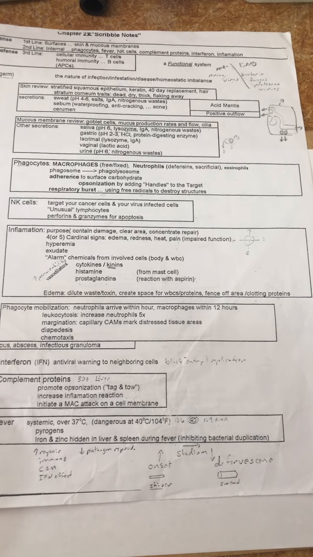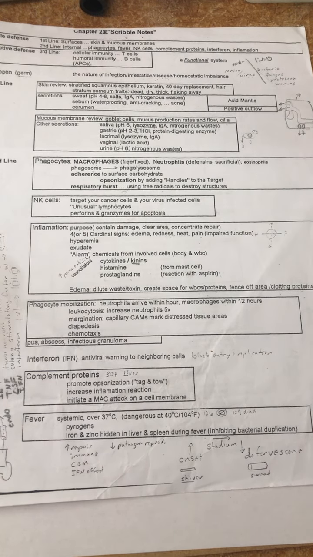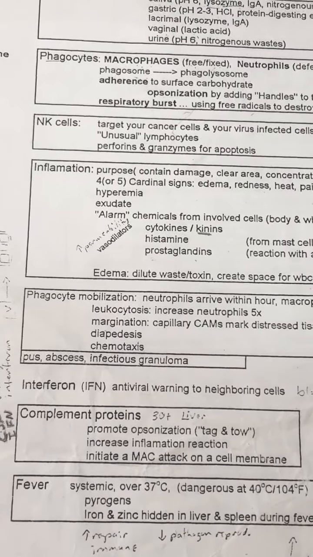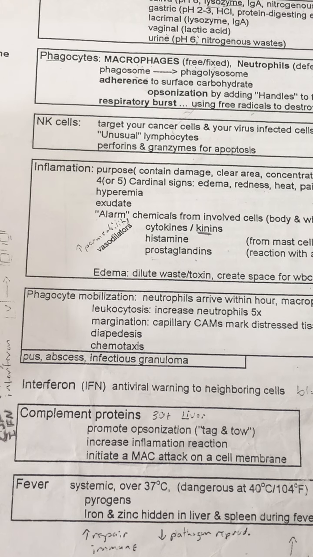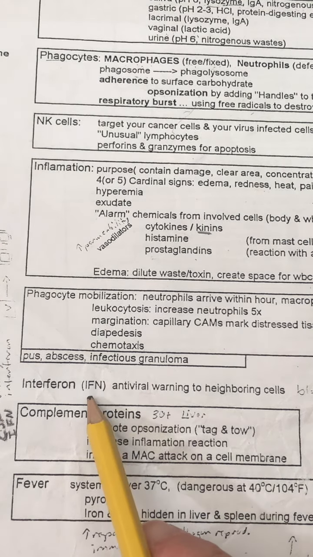Anyway, last time we were together, we had talked about inflammation and phagocyte mobilization. Now let's say something about the ever amazing interferon. Just incredible stuff here. Interferon is a chemical that's produced by a virus-infected cell. So when a cell becomes infected by a virus, it may produce this chemical interferon, abbreviated IFN.